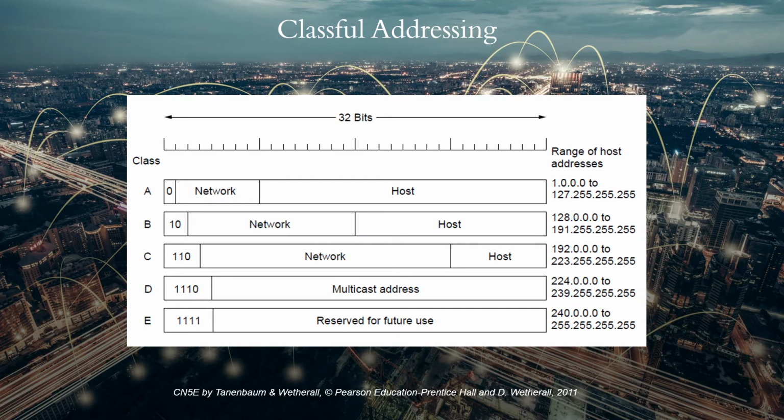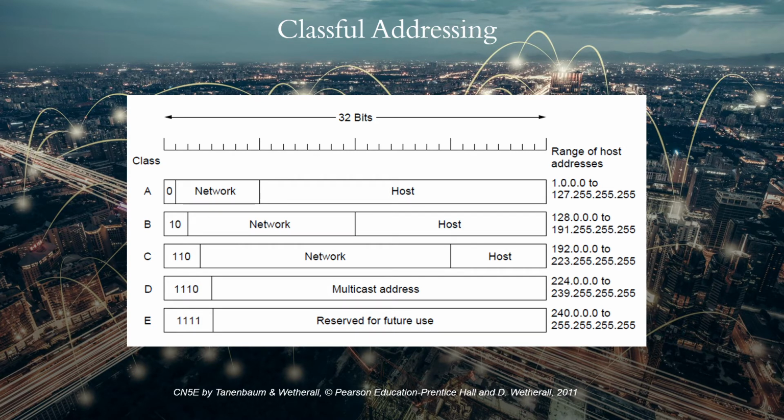Before 1993, IP addresses were divided into 5 categories as shown in this picture. Class A allocates 1 byte for the network part and 3 bytes for the host part. It ranges from 1.0.0.0 to 127.255.255.255.